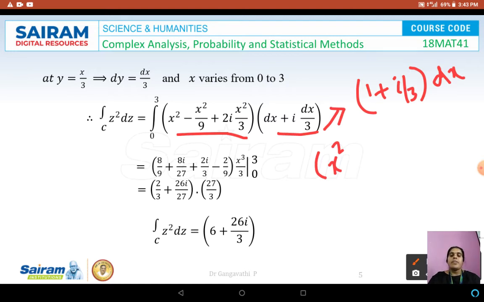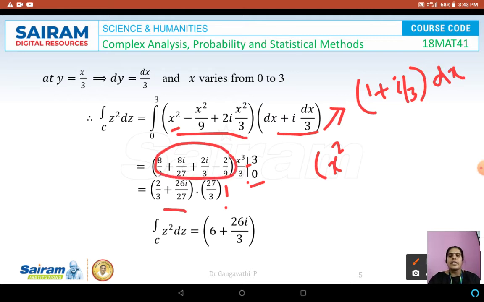When we take the LCM and proceed, we get an equation, and the integration of x square is x cube by 3. Substituting all that, we get the limits, between 0 and 3. We have to put the limits and evaluate it. So on substituting the limits in x cube by 3, we get 2 by 3 plus 26i by 27 into 27 by 3. At x equal to 3, the upper limit, 3 cube is 27 by 3.